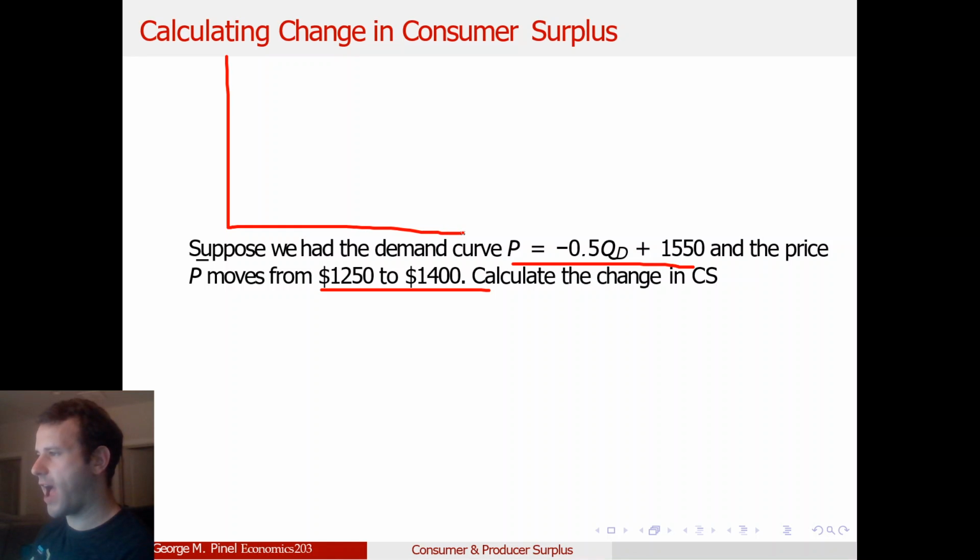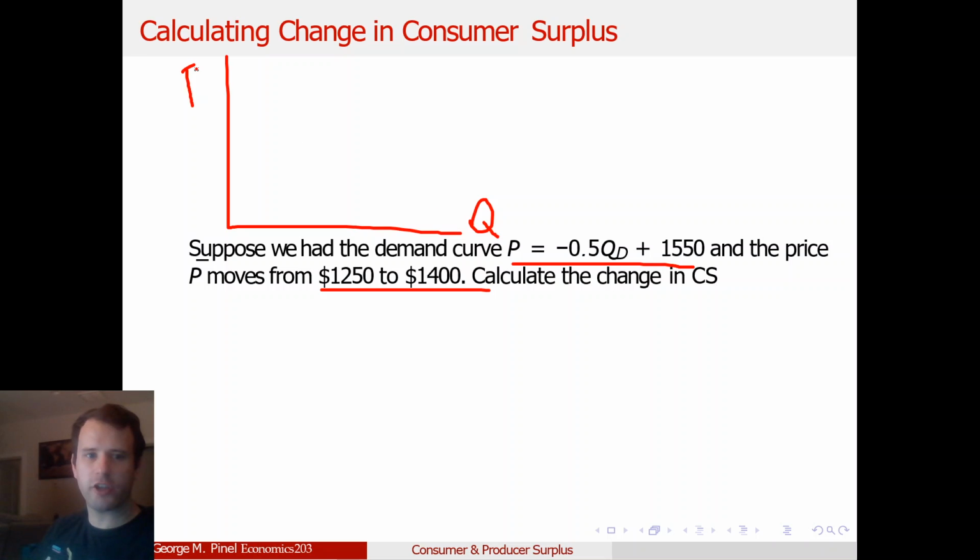Okay, so here's my axis. What's on the X? That's right, it's quantity. What's on the Y? That's right, it's price. Which way does demand slope? It slopes down. All right, so my intercept, I'm going to just draw a line here. My intercept should be 1550.